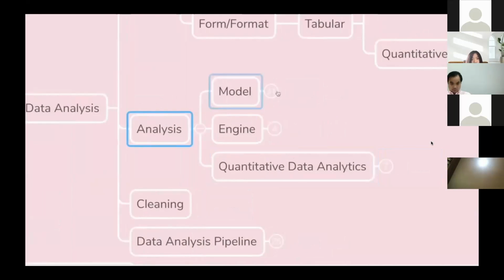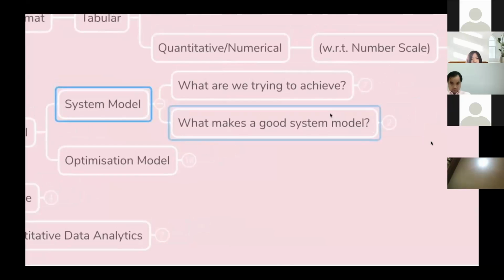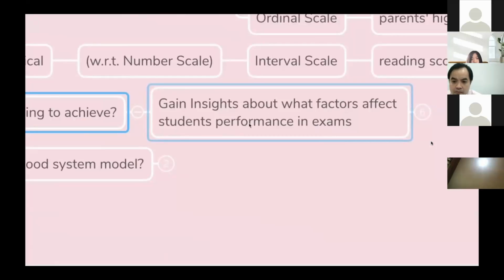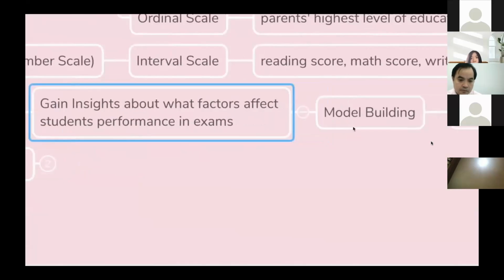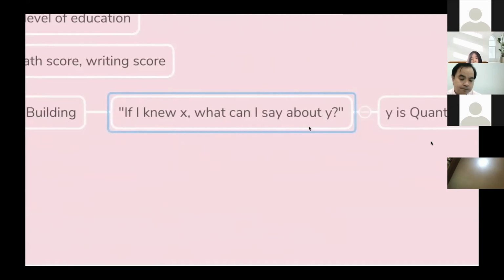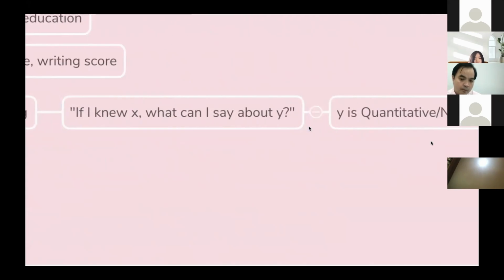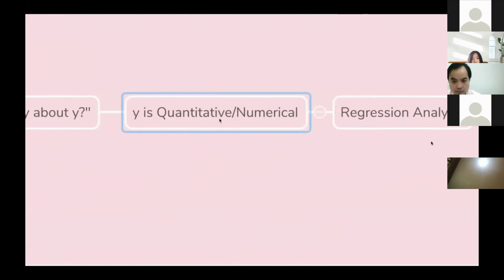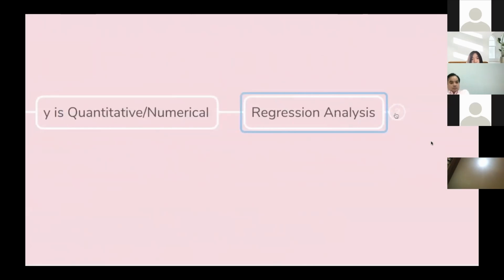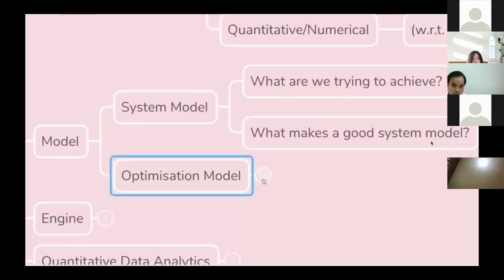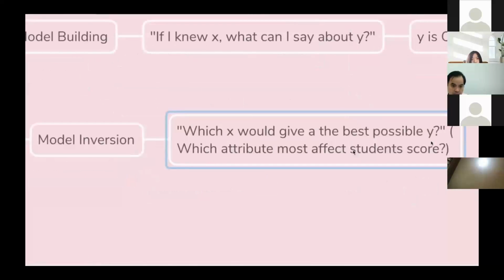Now, for the data analysis, the system model, what we are trying to achieve here is to gain insight about what factors affect students' performance in exams. If I knew X, what can I say about Y? So in this case, X are different attributes and Y is going to be the average score of the student's performance. So it's going to be numerical data, which in this case, we are going to use regression analysis from supervised machine learning. To optimize the model, we are going to see which attribute most affects student score.